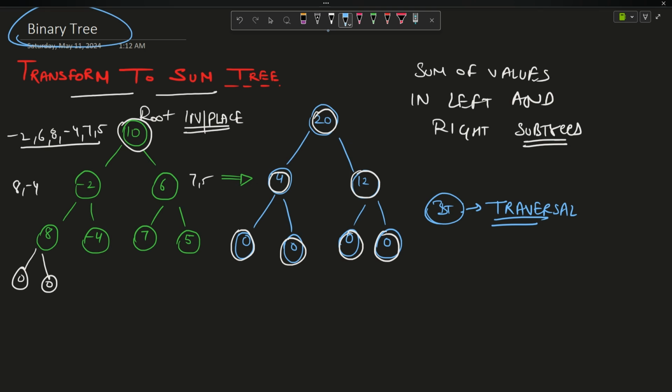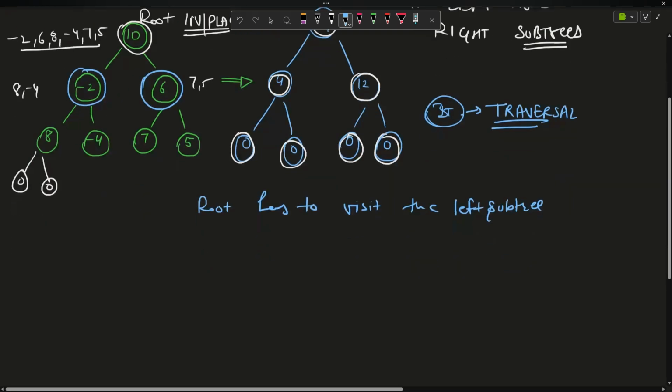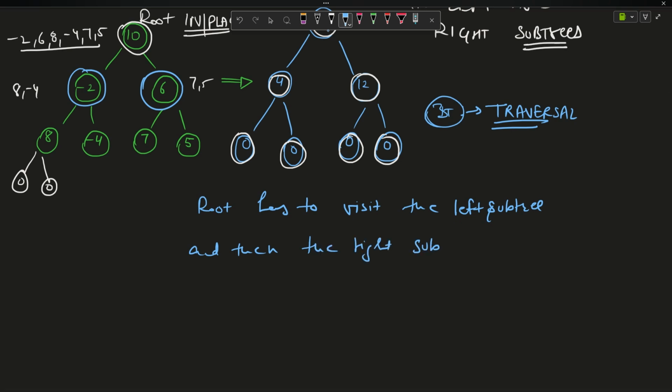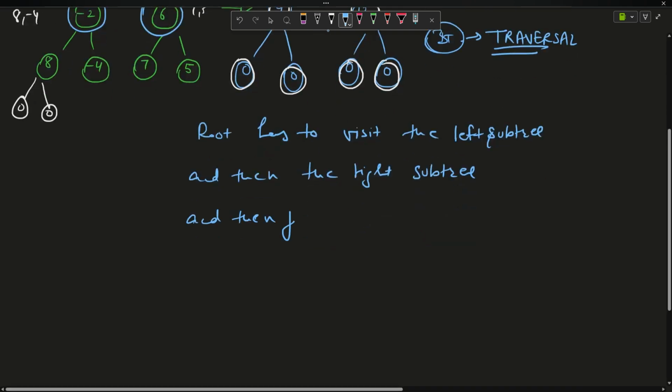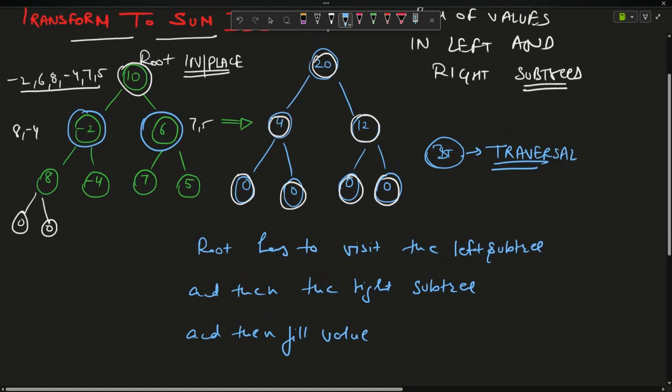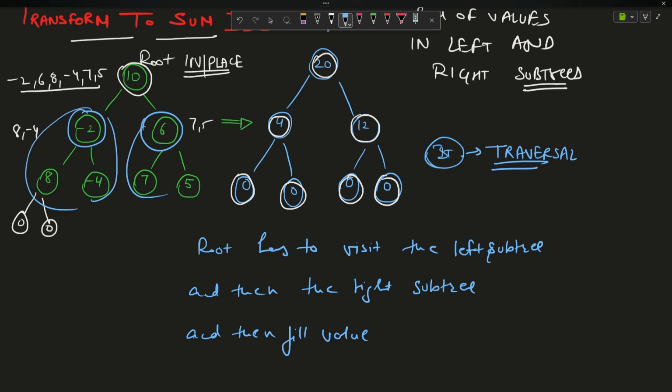So I have got 10, minus 2, 6, 8, minus 4, 7, 5. Can I say that 10 needs to be replaced by the value of the left and right subtrees? That is, the root has to visit the left subtree and then the right subtree, or the order can change, it can be right and then left, and then fill the value. How am I able to determine that? I know that 10 has to be replaced by the left and right subtree values, and that cannot be done if I do not know what is actually contained in these two circles.